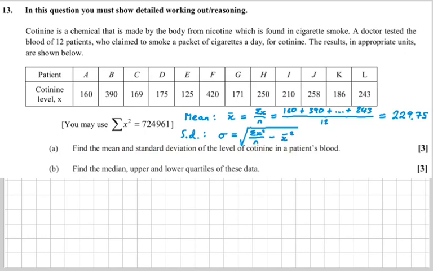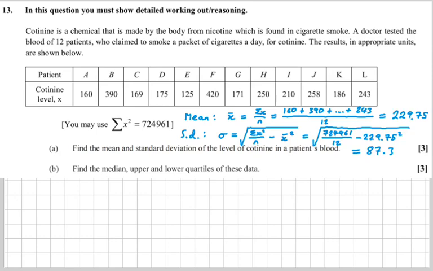This is the formula for standard deviation. So they've given us sigma x squared, which is very kind of the examiner. So I'm just going to copy that number over, divide by 12, take away our calculated mean squared, square root the whole thing, we get 87.3.